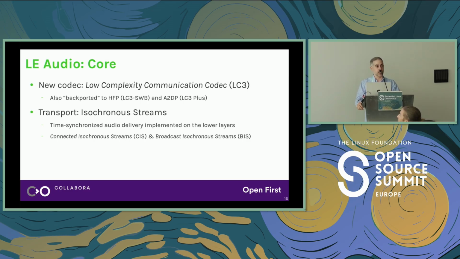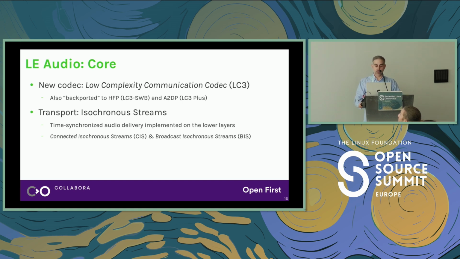So HFP got the LC3 super wideband, which is a tuned version of LC3 that takes up less bandwidth, but it can do better things than mSBC that was there before. And there is also LC3 Plus for A2DP, which is a proprietary codec. You have to license it to use it. But it's basically, again, tuned LC3 for the A2DP constraints.